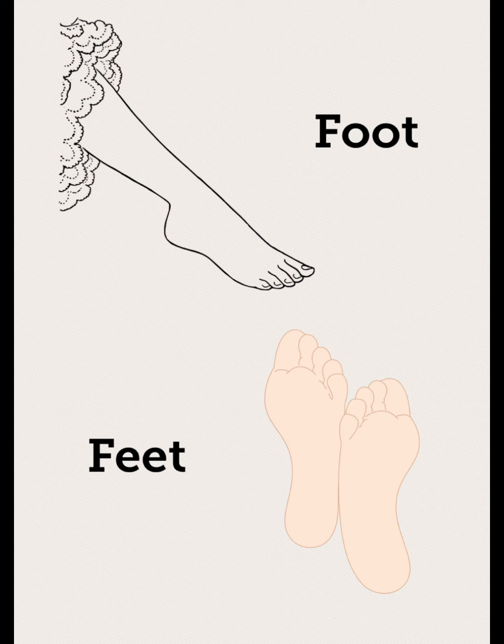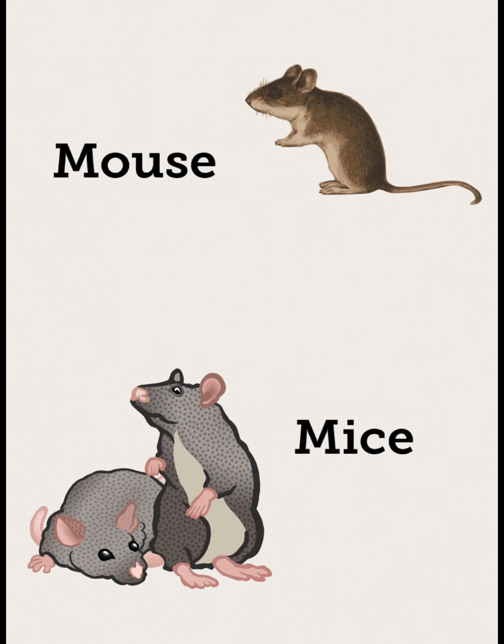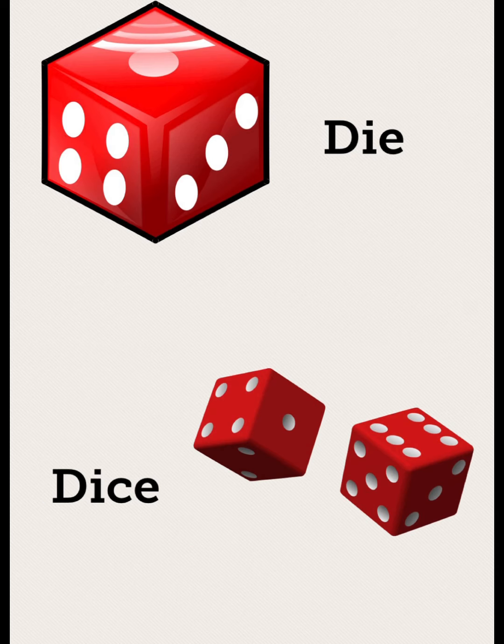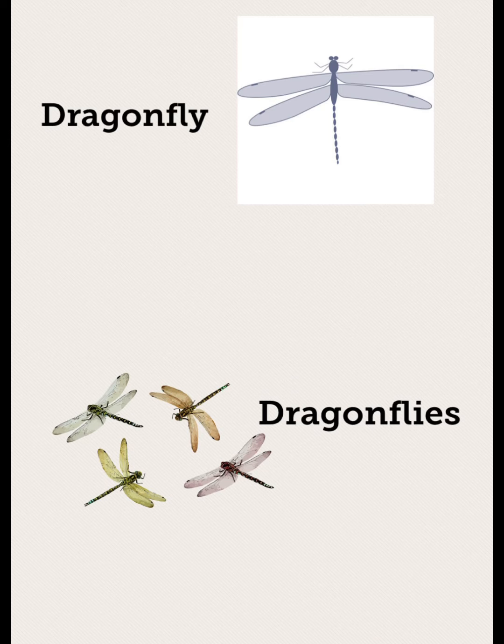Foot turns into feet when there are more than one. Mouse turns into mice when there are more than one. Person turns into people when there are more than one. A die turns into dice when there are more than one. Dragonfly turns into dragonflies. Look at the ending.